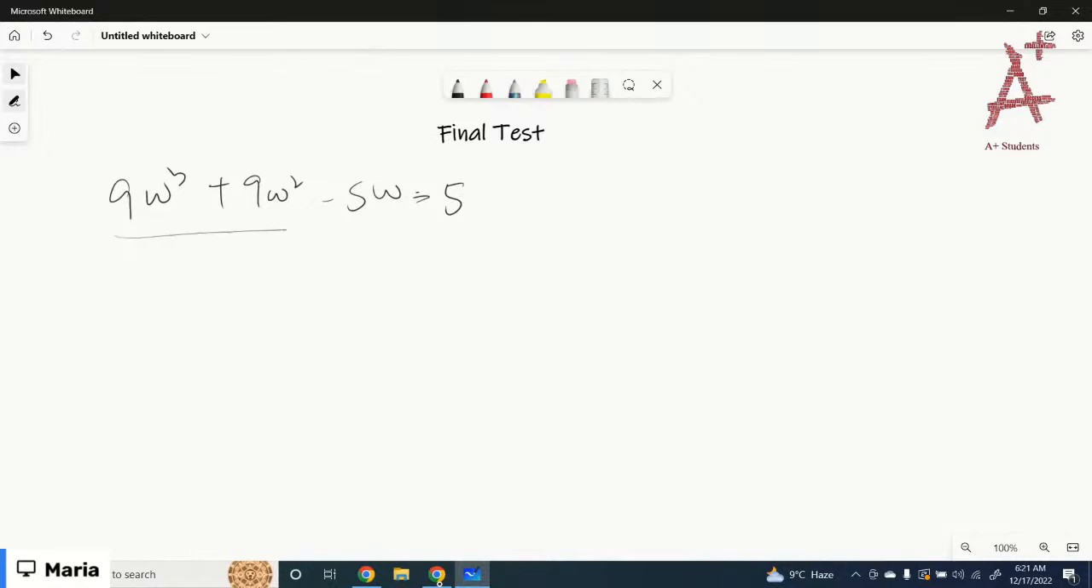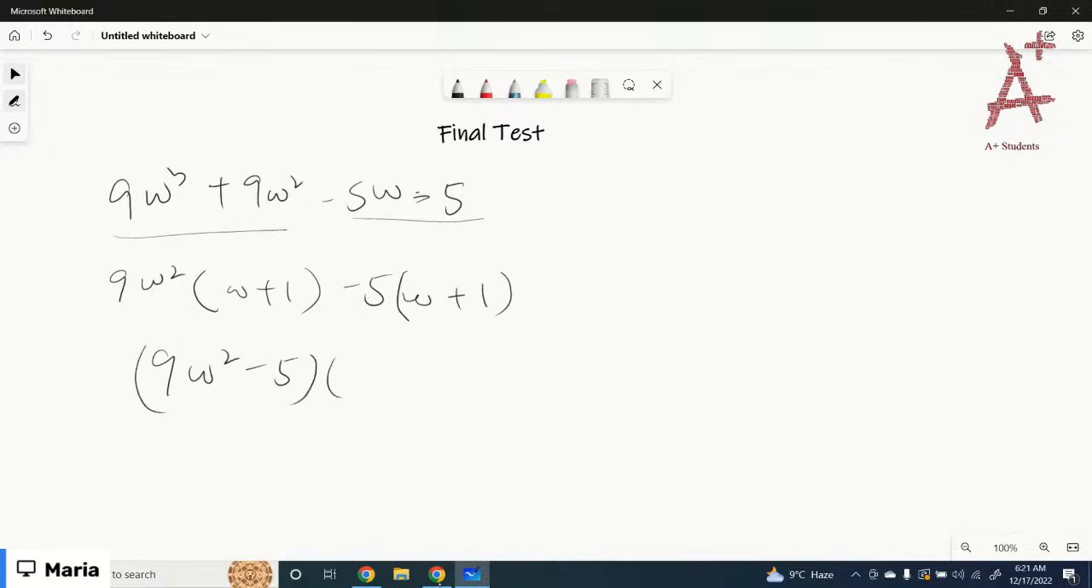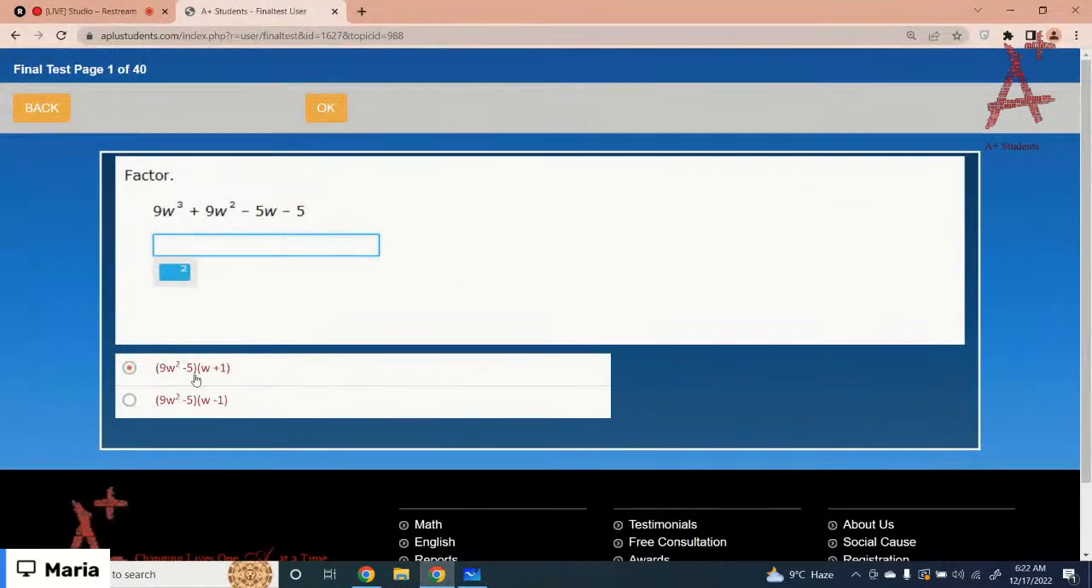So here, we can take common 9w square from here, so you're left with w plus 1. We can take common negative 5 from here, and we're left with w plus 1. Got it? So it would be 9w square minus 5 and w plus 1. So the correct option is 9w square minus 5 and w plus 1.